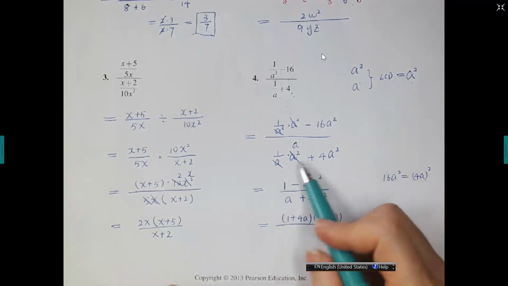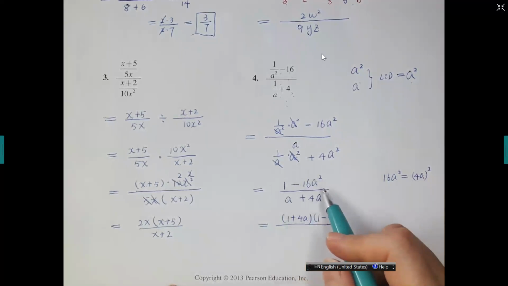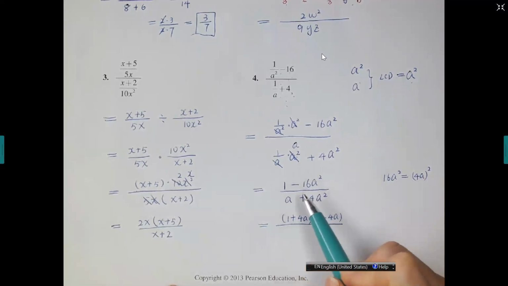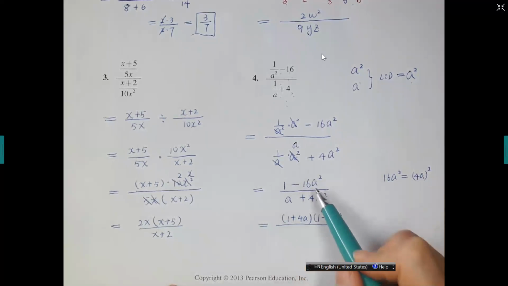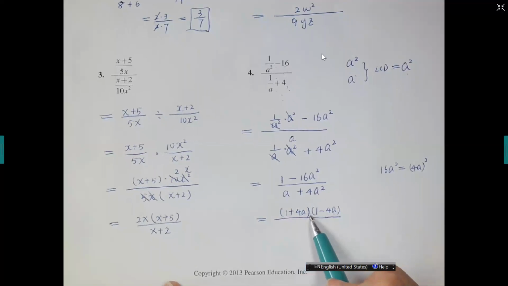So this is what we learned in chapter 6. That's why I say chapter 6 is the foundation. If we don't know how to do the factorization, we won't be able to do the problem in chapter 7. So here we factored the numerator as 1 plus 4a times 1 minus 4a. Then look at the denominator. We have a binomial, all right? And whenever we do the factorization, what should we check first? GCF. Is there a GCF between the two terms?